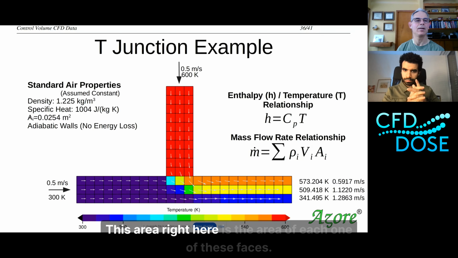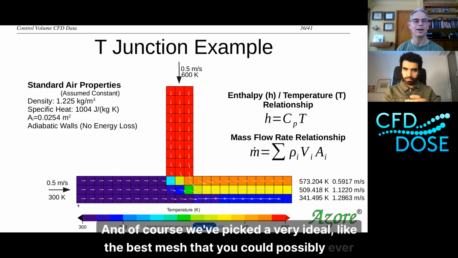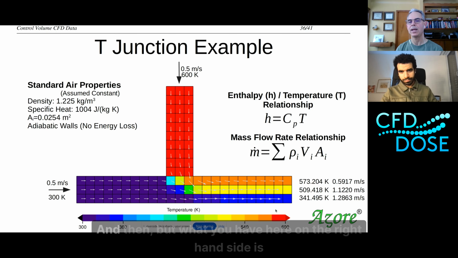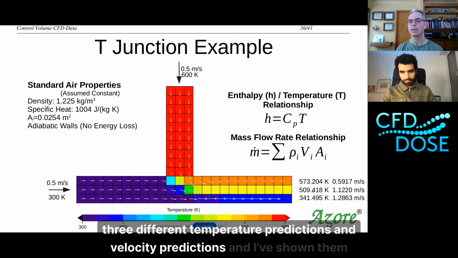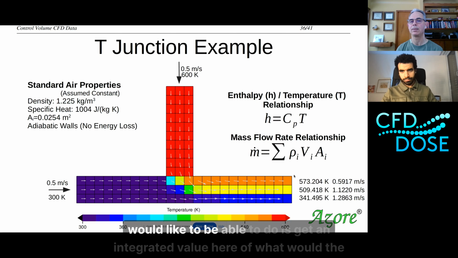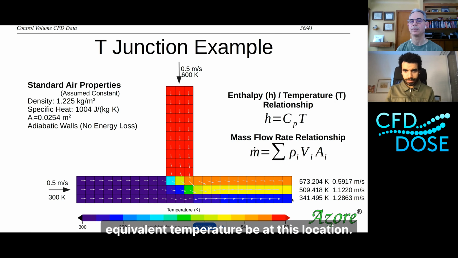This area right here is the area of each one of these faces. And of course, we've picked a very ideal mesh, like the best mesh that you could possibly wish for here, completely cubic cells everywhere. What you have here on the right-hand side is three different temperature predictions and velocity predictions, and I've shown them here. Not only is the velocity different, but also the temperature is different, and what we would like to do is get an integrated value here of what the equivalent temperature would be at this location.